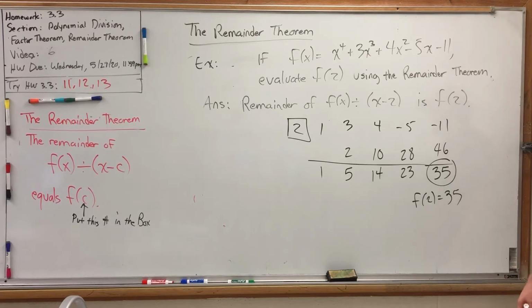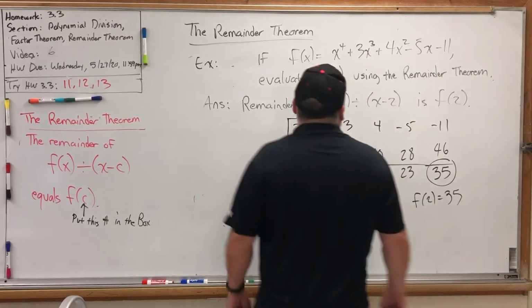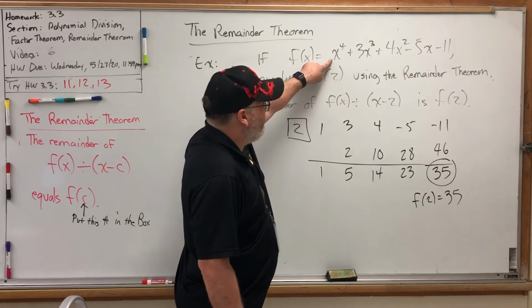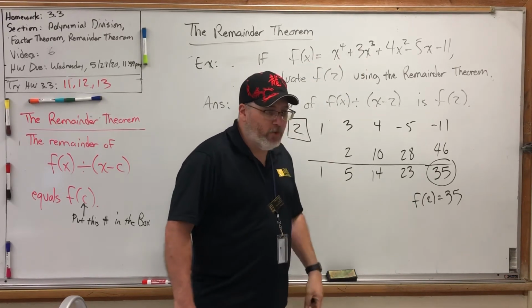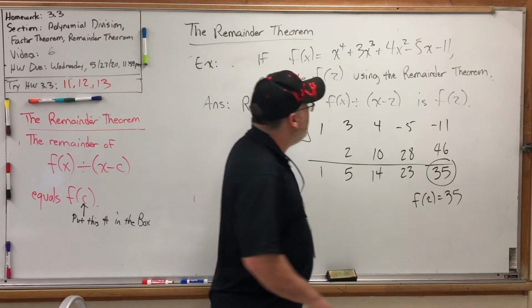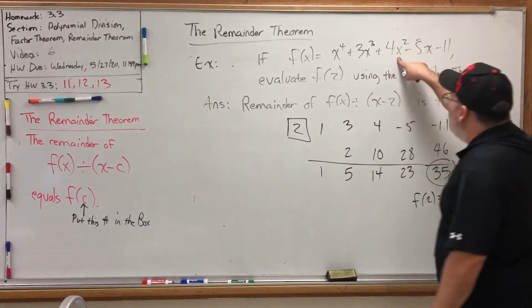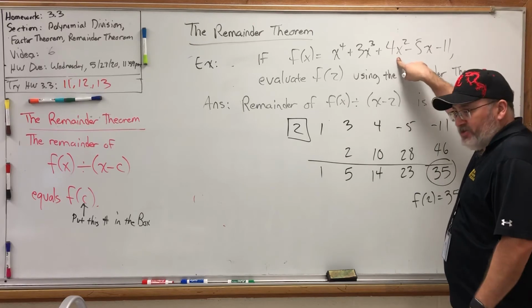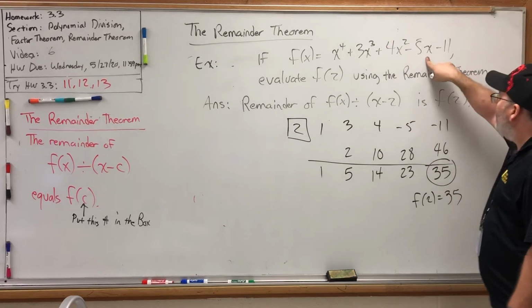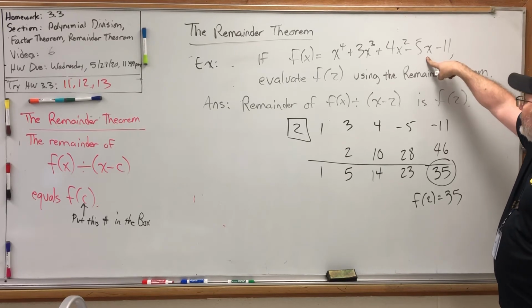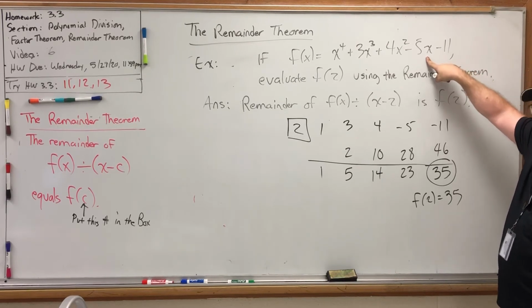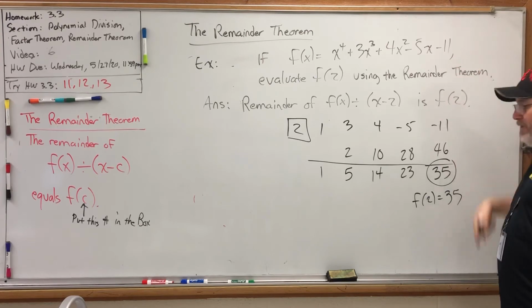Now I'm worried I made a mistake. I'll check it. Putting 2 here gives 16. Putting 2 here gives 8 times 3 is 24. 16 and 24 is 40. Putting 2 here gives 16. 40 and 16 is 56. Putting 2 here gives -10. 56 minus 10 is 46. 46 minus 11 is 35.